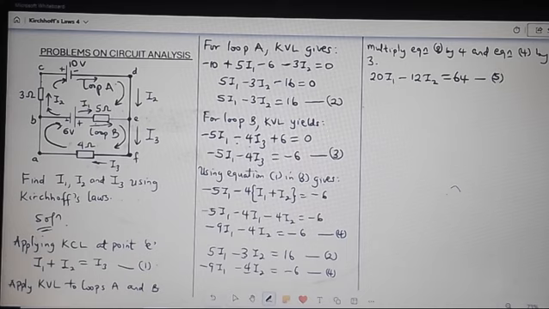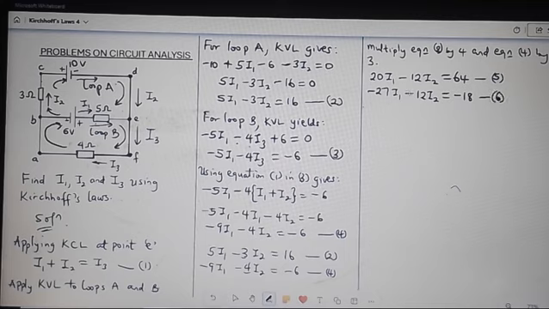Then go to equation 4, multiply everything there by 3. So 9 times 3 gives you minus 27 I1 minus 4 times 3 gives us 12 I2 equal to 6 times 3, 18. Call this one equation 6.